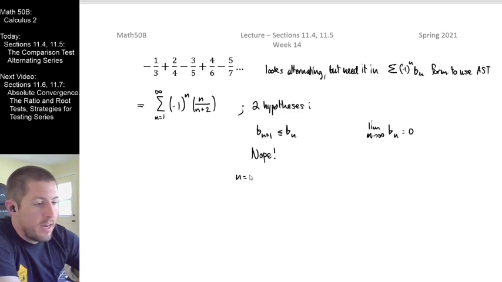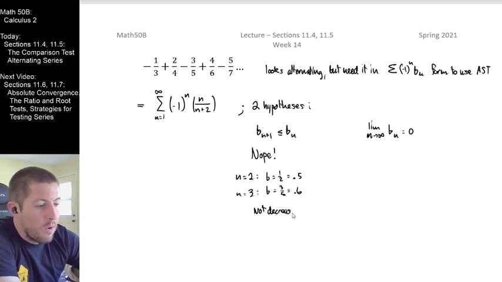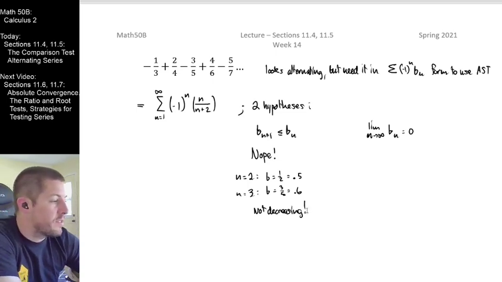And notice that n equals 2, b equals 1/2, which is 0.5. At n equals 3, we're getting 3/5, which is 0.6. It's not decreasing. So, based on this alone, we have failed the alternating series test right here.